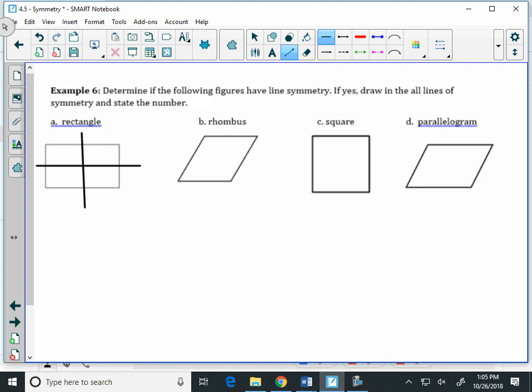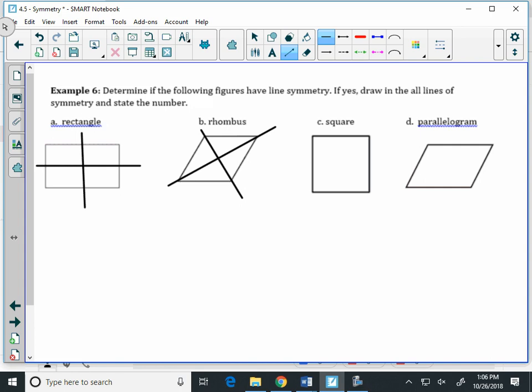We also discovered that for a rhombus, the only lines of symmetry are across, from corner to corner. We also call that diagonally. So diagonally, that's the only line of symmetry a rhombus has. And it doesn't matter what type of rhombus, how big or how small, those are the only lines of symmetry it will have.